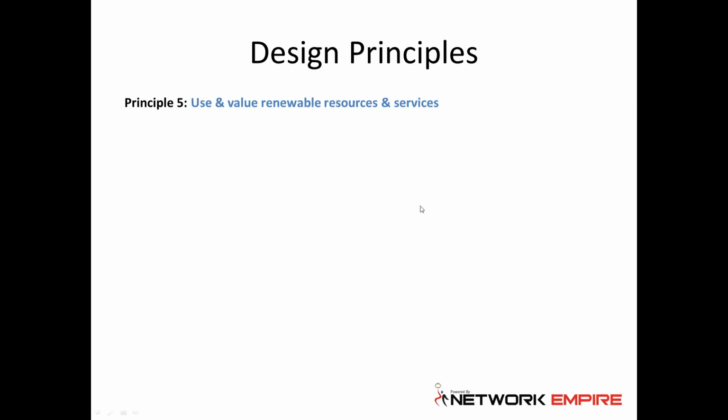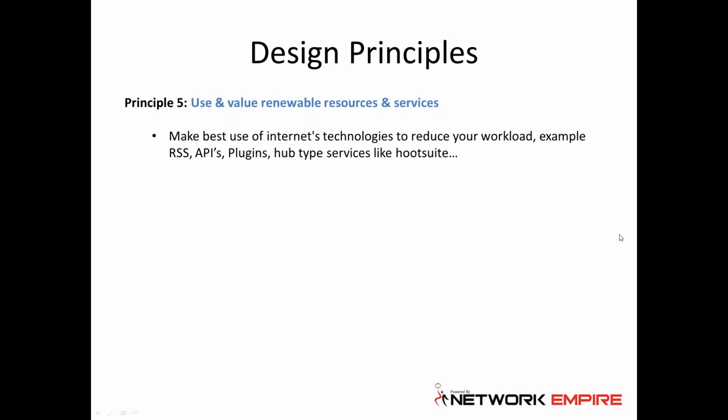Okay. The fifth principle is use and value renewable resources and services. This is quite an important one. We have a lot of resources actually available to us, but we need to ask ourselves: are we actually utilizing these resources and getting the full benefit from them? The internet's full of resources. We've got technologies that can reduce our workload, for example RSS, APIs, plugins, and hub type services like Hootsuite. If we use them in the right way, we can connect the data stream and reduce our workload.